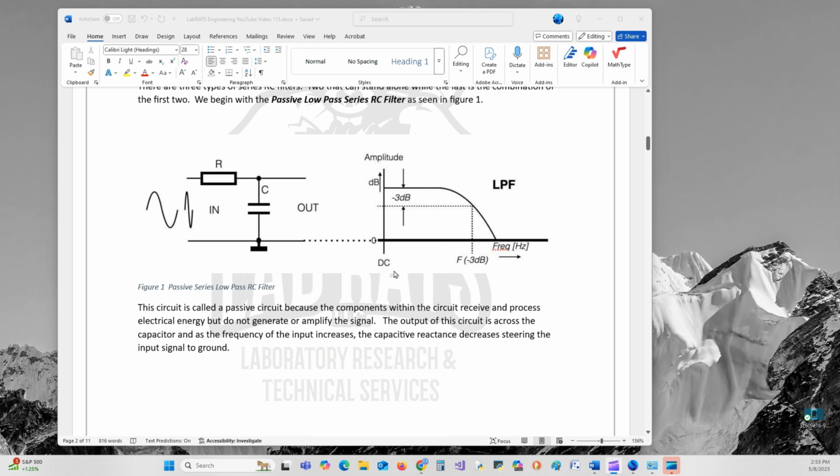This is a passive circuit because the components within the circuit receive and process electrical energy but do not generate or amplify the signal. The output of this circuit is across the capacitor, and as the frequency of the input increases, the capacitor's reactance decreases, steering the input signal to ground, as I said before. And as you can see in this plot here, our 3 dB point, which is the first cutoff, which is equal to the FC, frequency cutoff, is equal to 1 over 2 pi RC. And that's how you get that. And so it passes everything below the cutoff frequency.